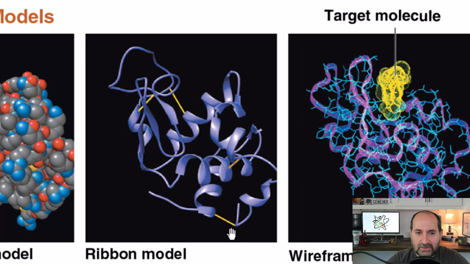Isn't that neat? So from now on, when you see these ribbons, you're not confused. You know that this is a protein. You know the coils are alpha helices and the folds are the beta sheets. You know that the hard yellow lines are the disulfide bonds between cysteine residues.